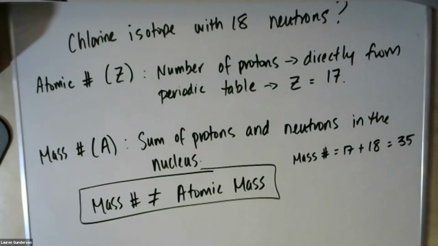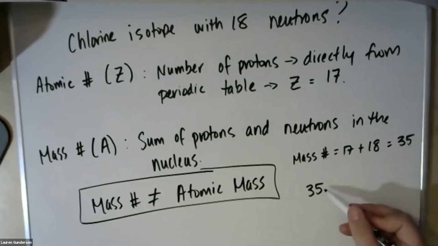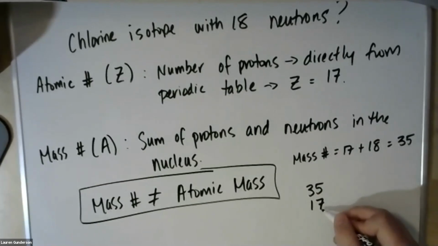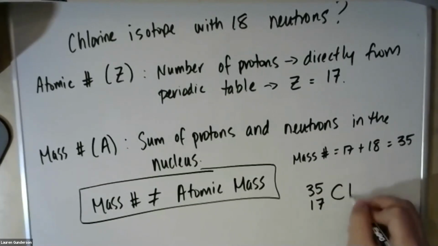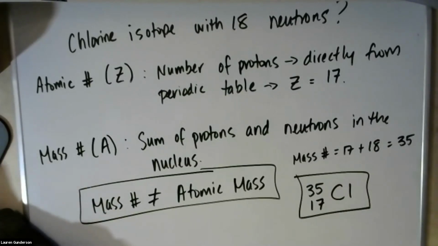To write out the isotope symbol for any element, your mass number goes on top, so the bigger number goes on top. Your number of protons goes underneath it. And then you write the chemical symbol of the element next to it. Okay.